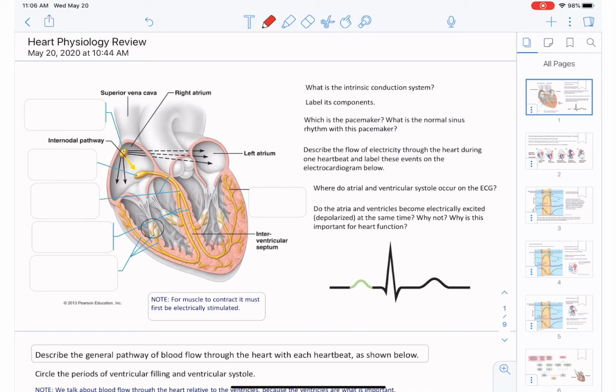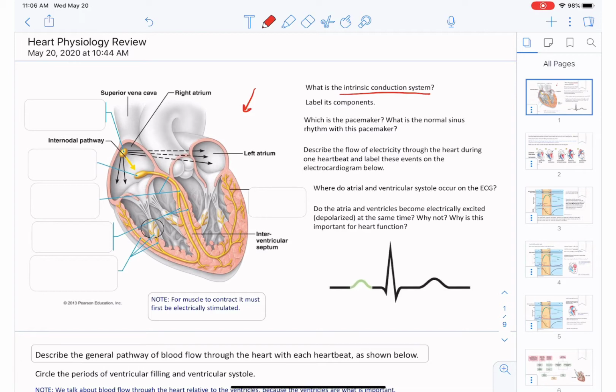Hey there, everybody. Let's take some time now to review this heart physiology review. The first thing I want to talk about is the intrinsic conduction system. What is the intrinsic conduction system? Well, this is the figure we're going to use to look at that. So let's orient ourselves first of all.